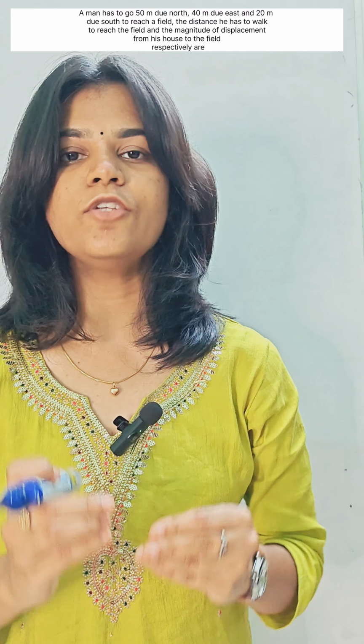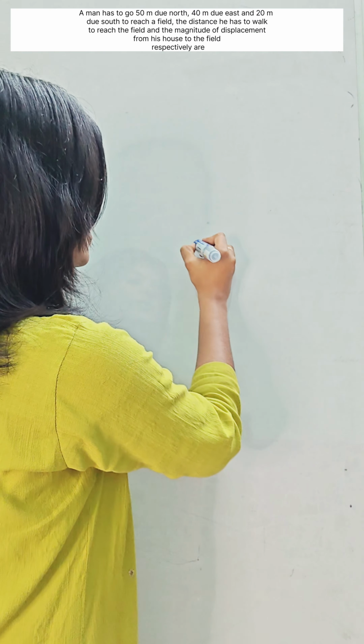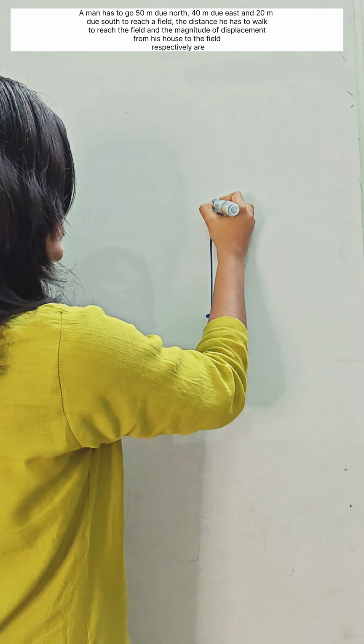The question is, a man just moved from home and he wants to reach the office. So from home to office, he moves in different ways. First, just imagine he moved. Consider it's the origin O and this one is A.